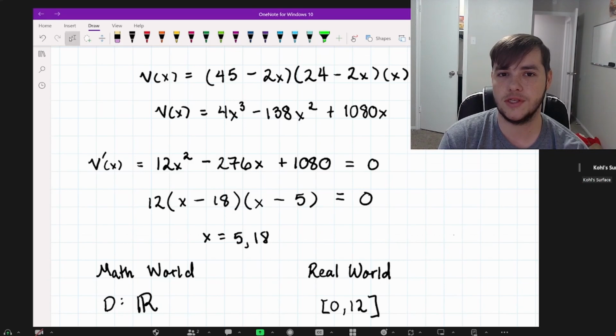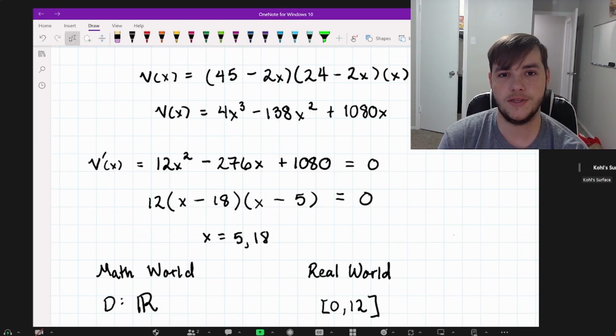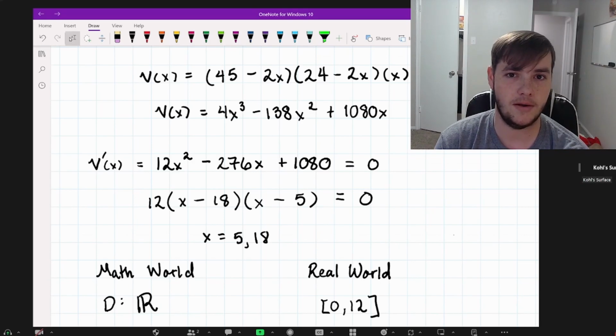I use those words closed and bounded to hopefully remind you of the extreme value theorem. The extreme value theorem tells us that the absolute max and mins for a continuous differentiable function are both attained on closed bounded intervals. So now I have a short list of points to check. The endpoints of my closed bounded interval, 0 and 12, and the critical points that fall within that interval.